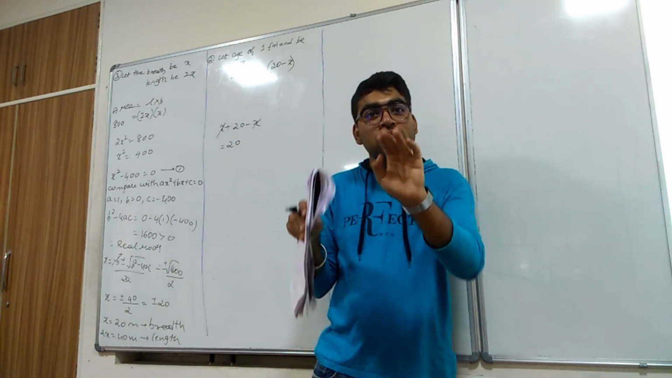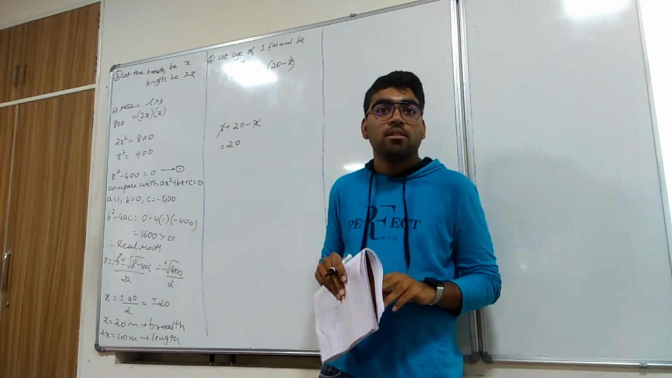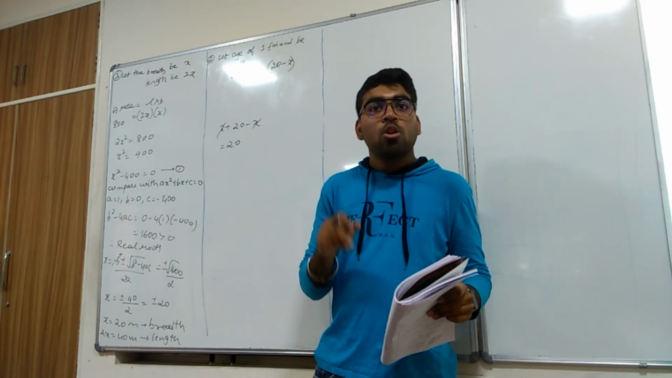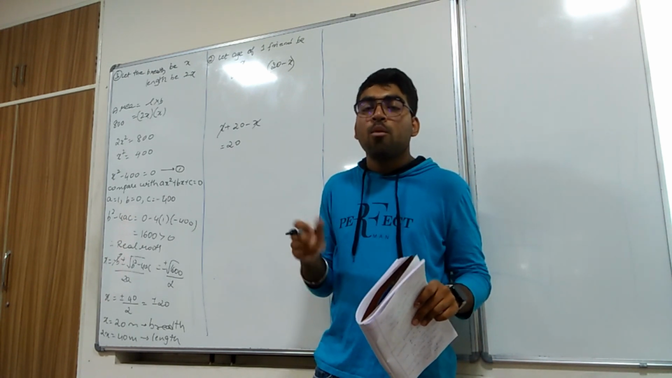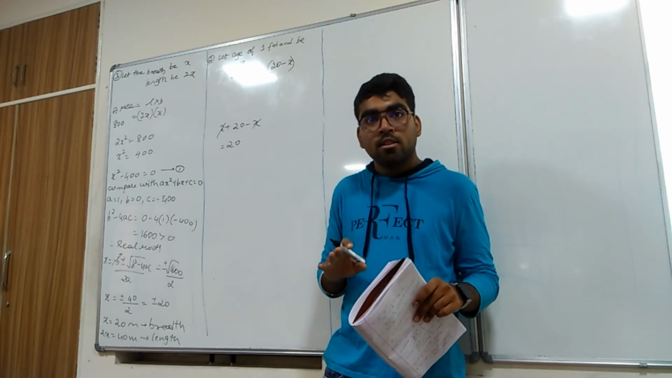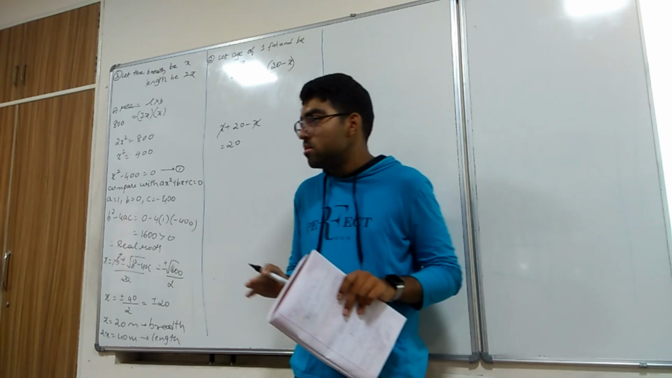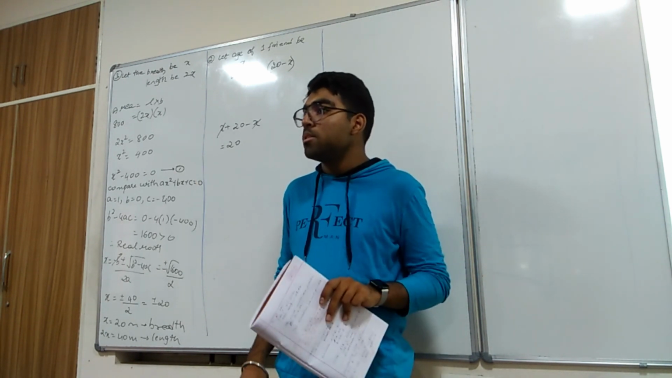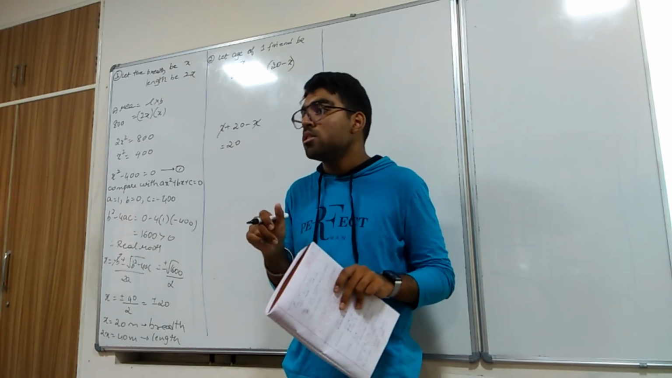Okay, mine and your age total is 20. Your age is x. You don't know my age. Total is 20, so what will be my age? 20 minus x. Clear? You have 10 apples. You ate 4 apples. You don't know the remaining apples. 10 minus 4 is how much? 6.